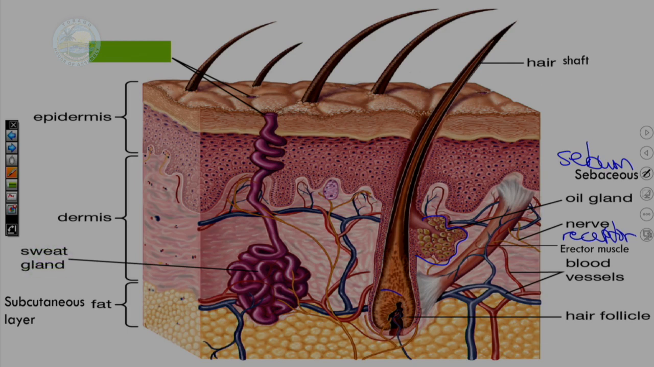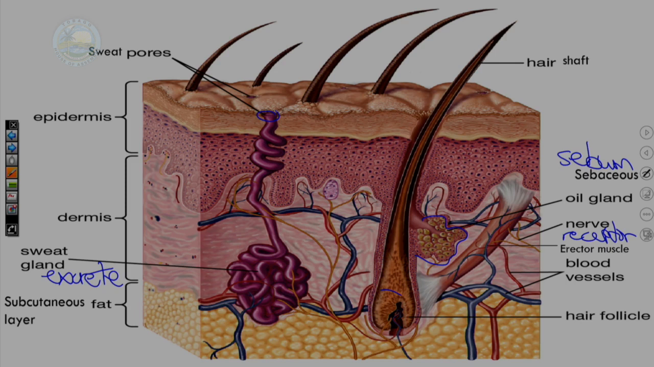Your sweat gland produces sweat in the form of salts and water and urea, which it would excrete. So this is where your excretory function comes in. And your sweat pore, of course, is the area where the sweat will be secreted at the surface.